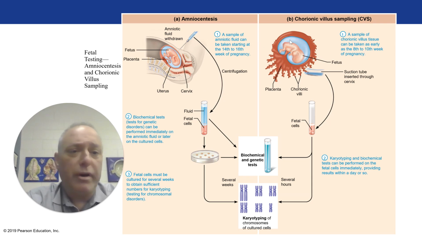There's also chorionic villi sampling, which is a little bit less invasive than the amniocentesis, but it still has a risk of causing birth defects and miscarriages. And so the chorionic villi sampling uses a little bit of suction to grab some of this chorionic villi and separate the fetal cells from the maternal cells and grow those up and karyotype them.